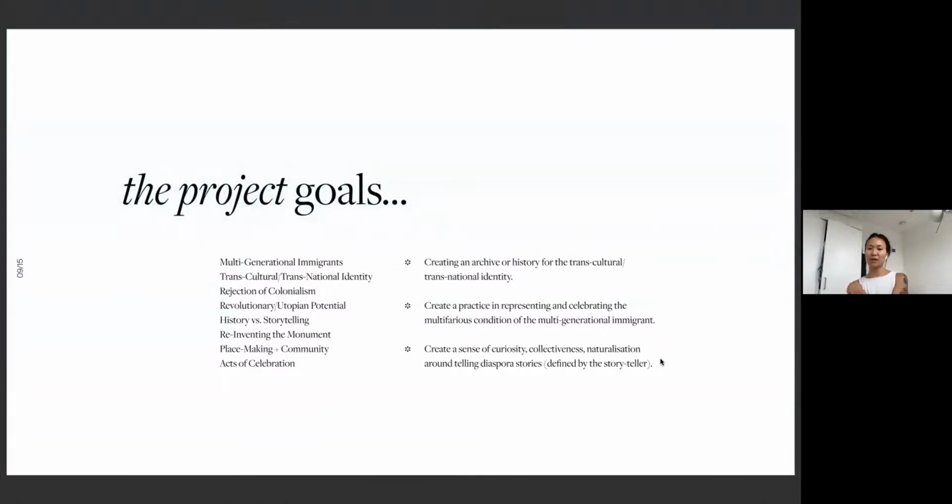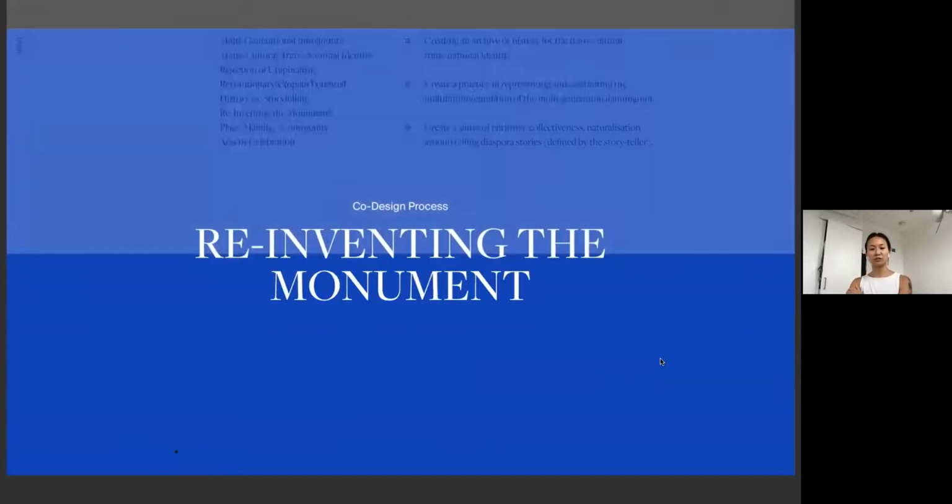From there, I had three major project goals, and on the left are some of the themes that I looked into, but I won't go into them today. My three goals were to create an archival history for the transcultural, transnational identity, create a practice in representing and celebrating the multifarious condition of the multi-generational immigrant, and also to create a sense of curiosity, collectiveness, and naturalization around telling diaspora stories, which are defined by the storyteller.